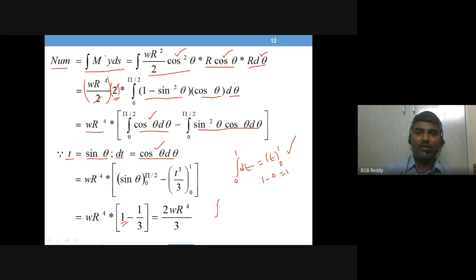Integral. What is sine square theta? What is sine theta? t. So sine square theta is t square. What is cos theta d theta? dt.